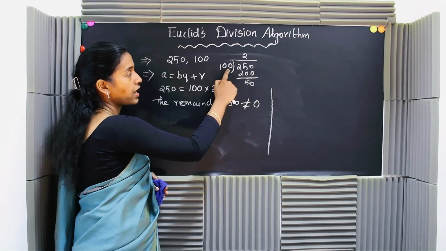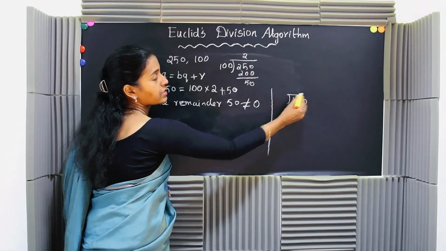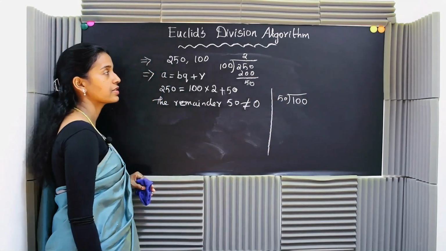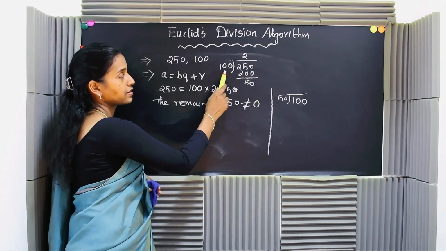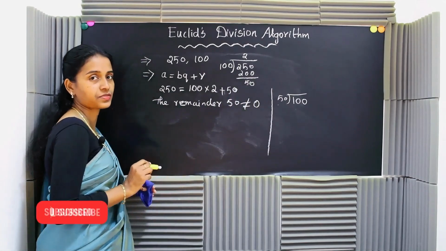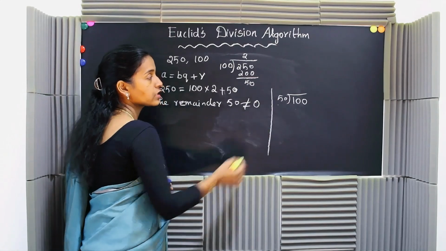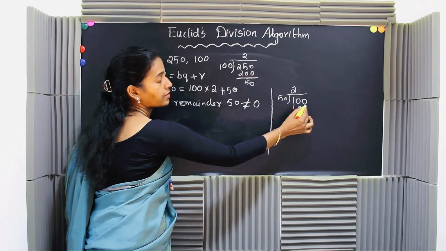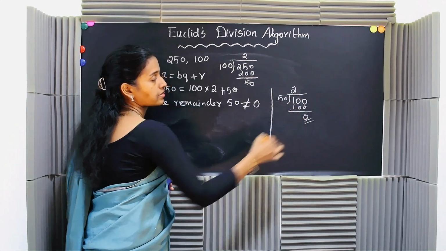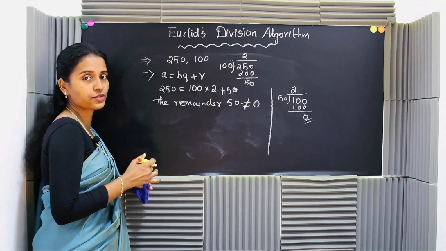This 100 will go inside. This 50 will come outside. Right? Here this 100 becomes the dividend and 50 becomes the divisor. Then you can start the division process. 50 ones are 50, 50 twos are 100. So I'm getting the remainder as 0. We reach the remainder as 0, right?